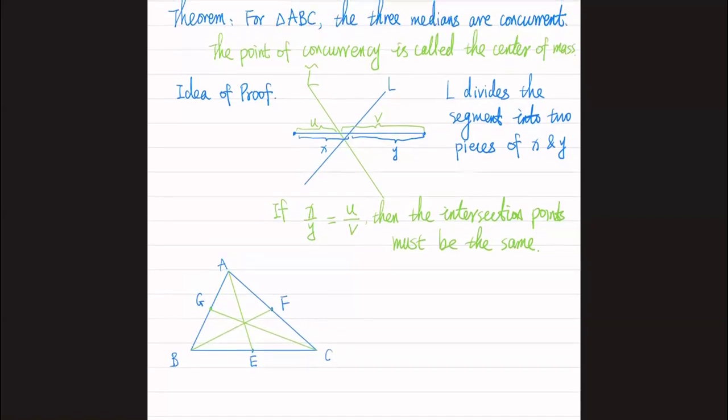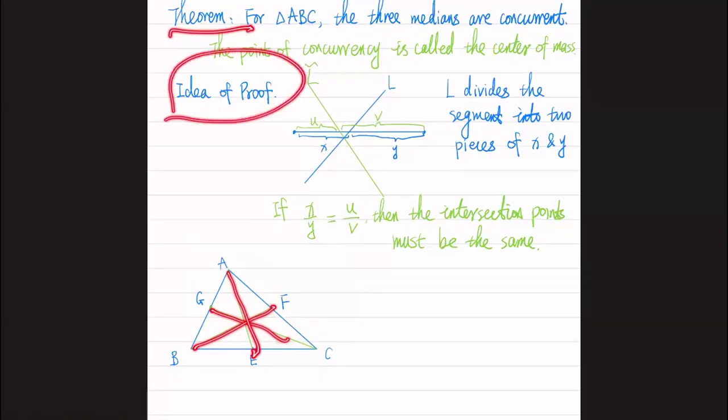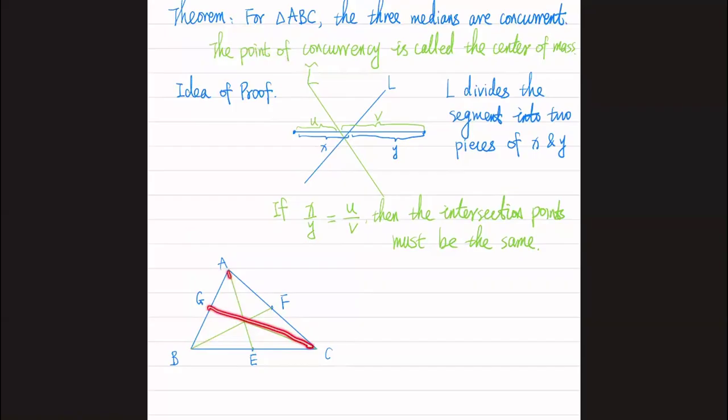Okay, now we will start the proof of the theorem. We want to show that the three medians are concurrent. We will apply this idea. We will show that AE and BF divide CG into the same ratios.